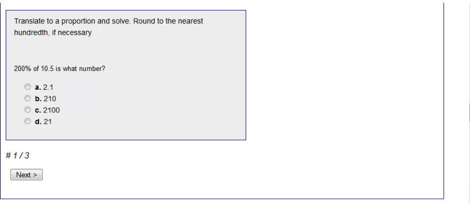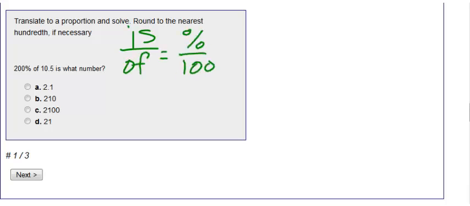Here we're working with percents. The main proportion that we need to remember is is over of equals the percent over 100. Okay, so this is going to help us set up our equation. So whatever percent we have, 200% here, we're going to take the 200 and we're always going to put it over 100.